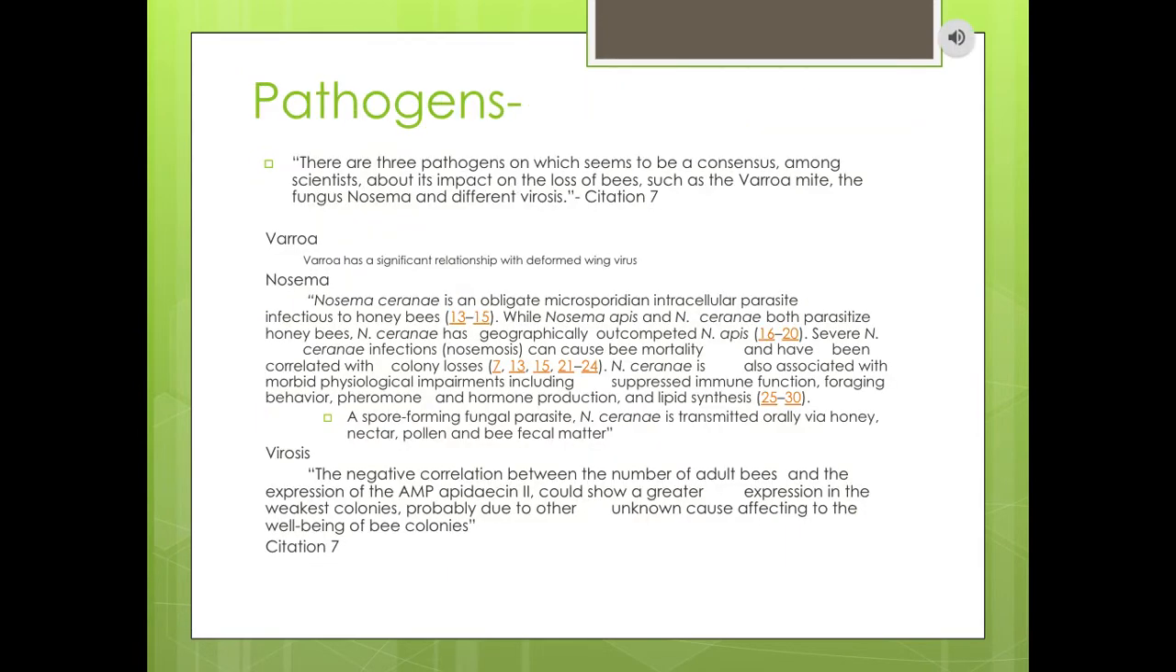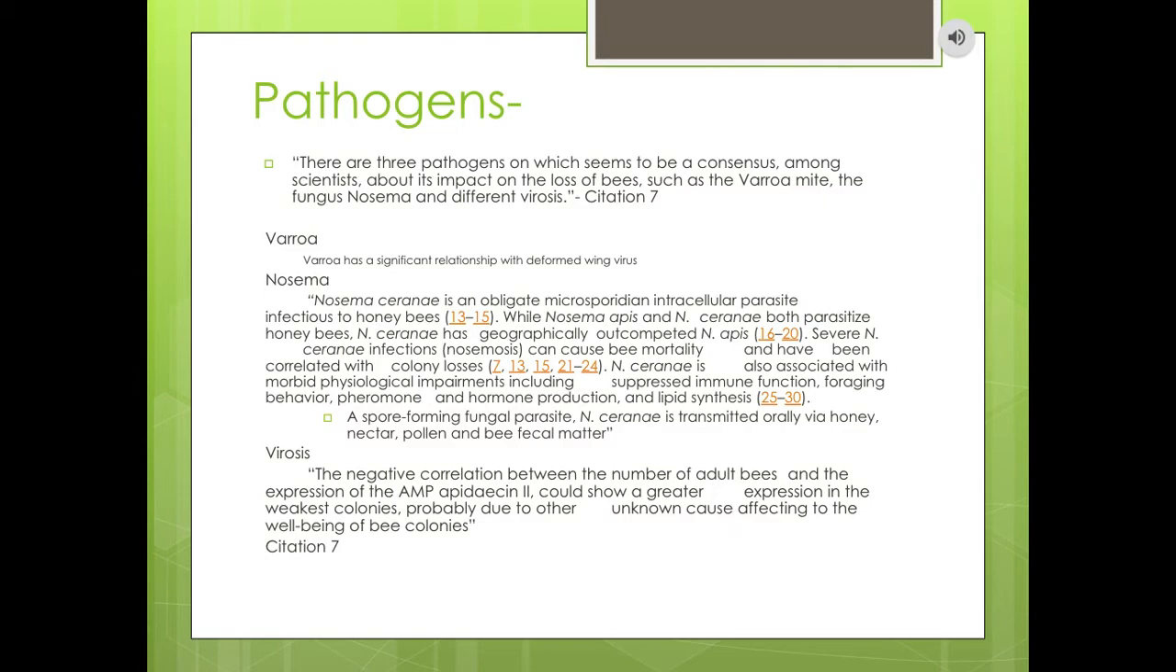So I'm starting with pathogens. And as you see, I quoted citation 7, where they mentioned 3 pathogens, which seem to be consistent among the impact on the loss of honeybees. That would be varroa mite, the fungus Nosema, and different virosis. So varroa actually has a significant relationship with deformed wing virus. The Nosema ceranae, it can cause bee mortality, and it's been correlated with colony losses.